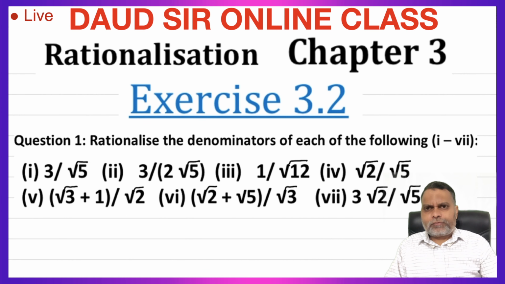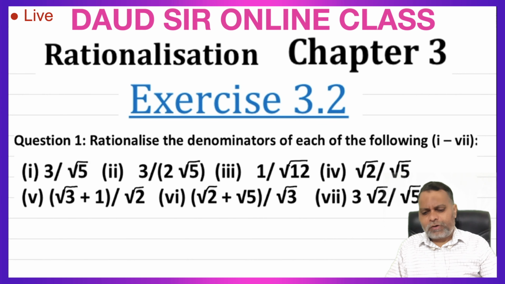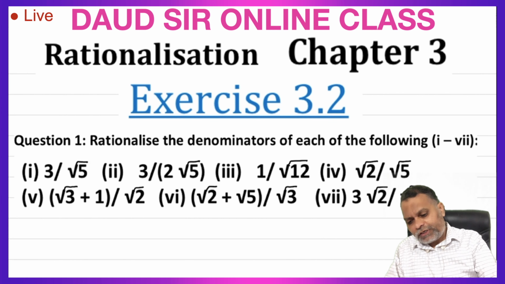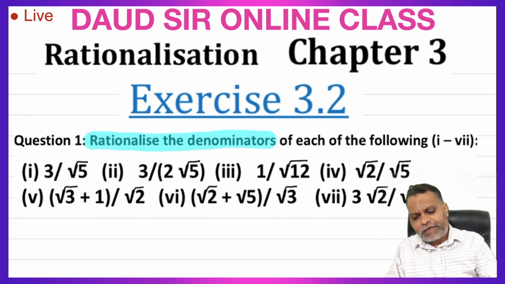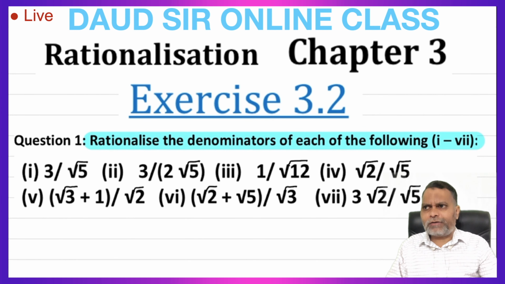Dear students, today rationalization, chapter 3 of R.D. Sharma. We will solve the questions of exercise 3.2. Okay. Question number 1. Rationalize the denominator of each of the following, 1 to 7.